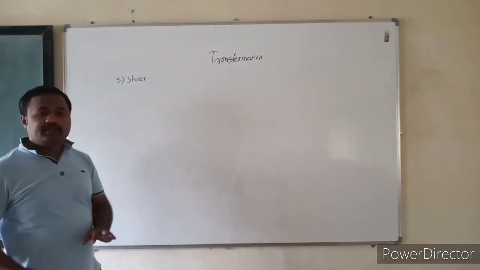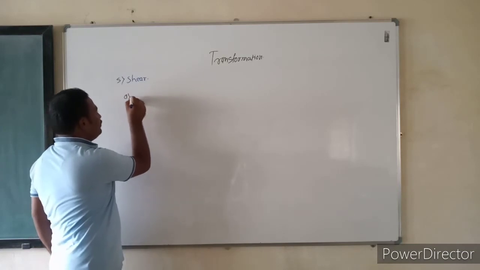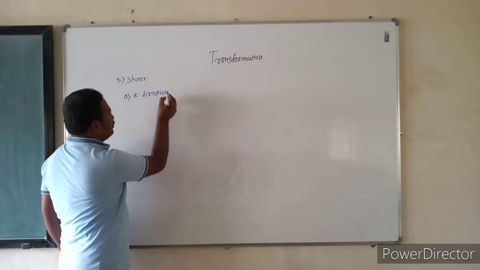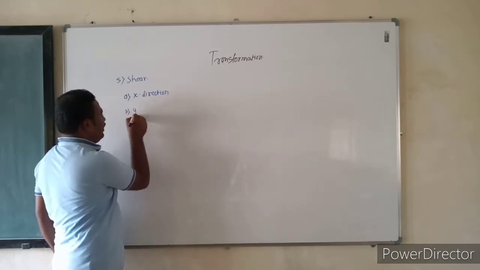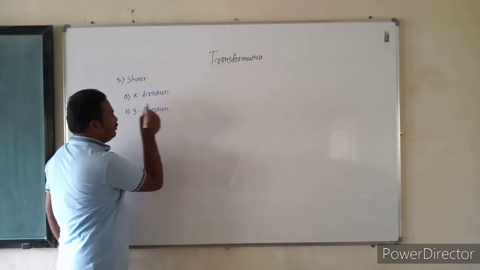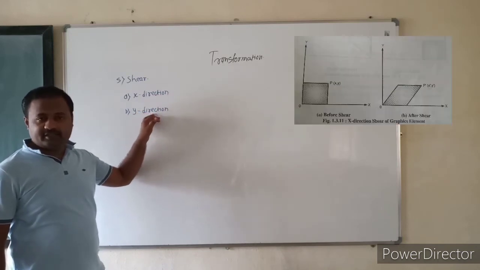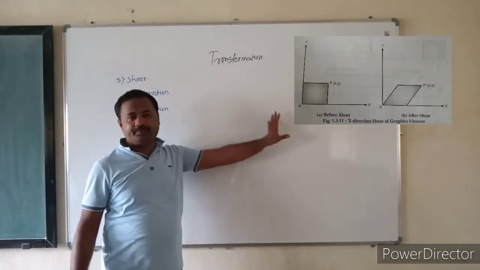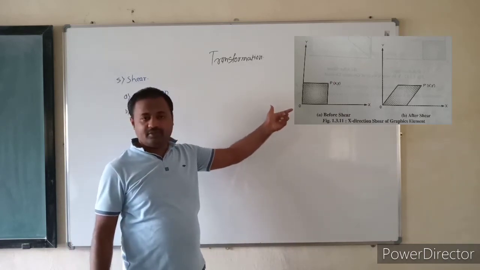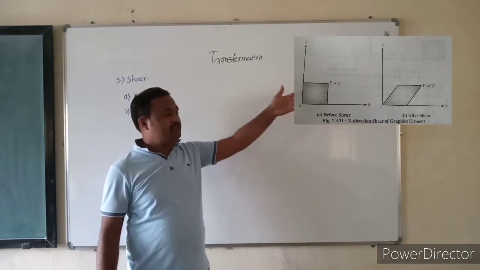Again, in shear there are two types of shear. First one is x direction shearing. Second one is y direction shearing. In the figure, in x direction shearing you see the original and the next one is after shearing. Original is before shear, new is after shear.